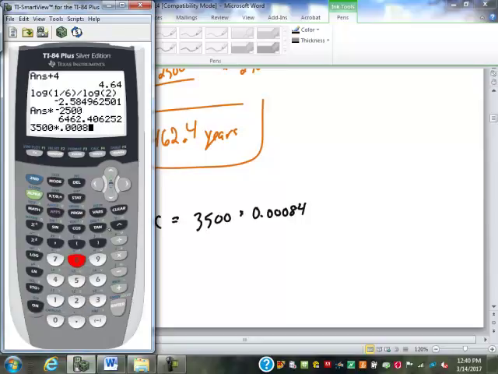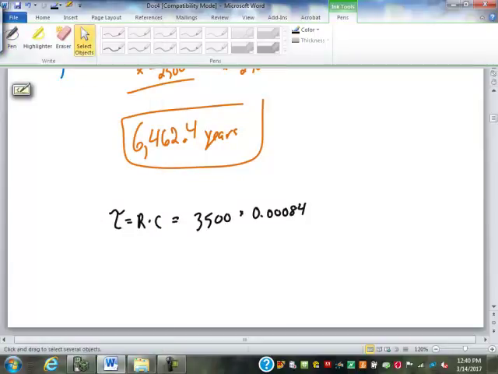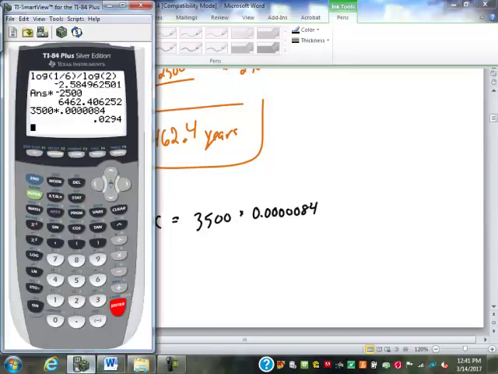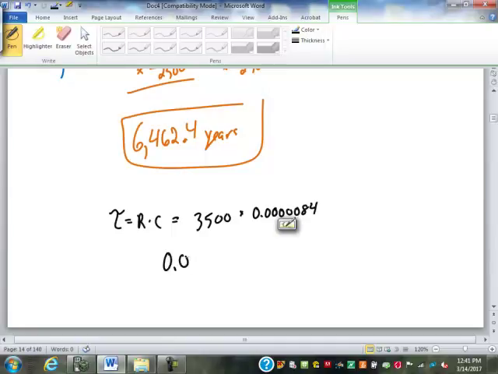Actually 0.00084. Should be 5 zeros, right? Yeah. That looks better. So it's 5 zeros and then the 84. So that comes out to be 0.0294 seconds, or 29.4 milliseconds.